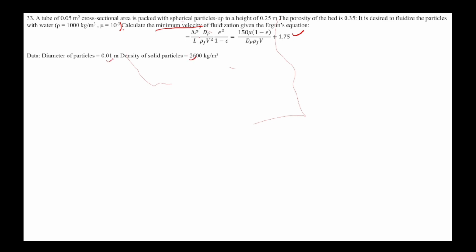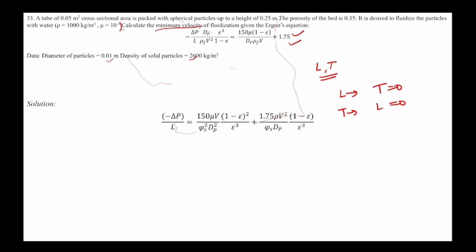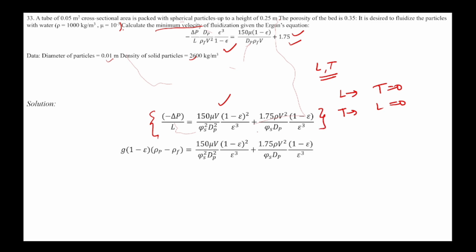There is no mention of whether the flow is laminar or turbulent, so we need to consider the whole equation. If the question says the flow is laminar, then the turbulent term becomes 0. If it says the flow is turbulent, then the laminar term becomes 0. But there is neither, so we consider the whole equation. Very first thing, the equation is this. If you rearrange this equation, it will become this. But I have remembered this equation like this, so I will write it. Now put all the values, you will get this.